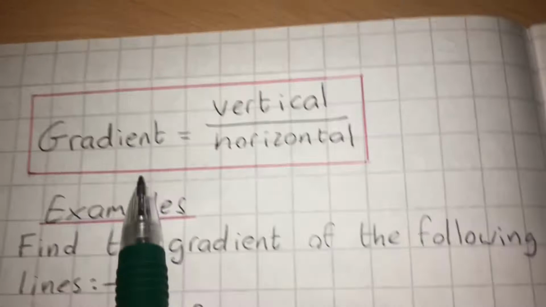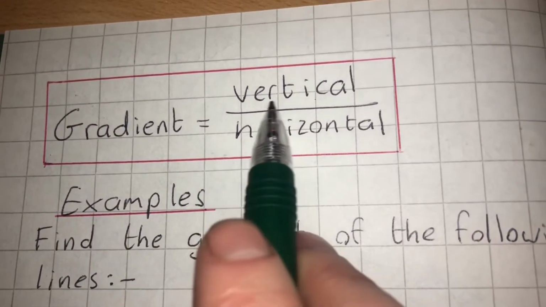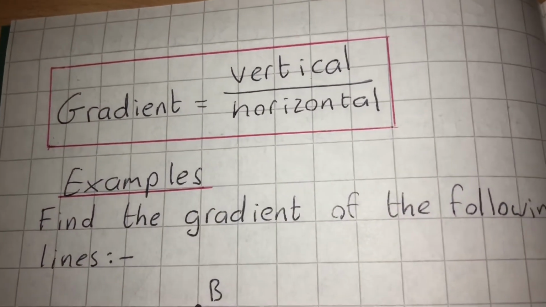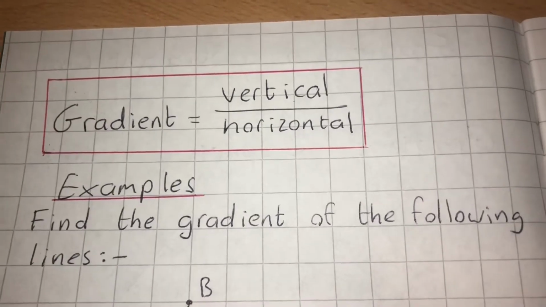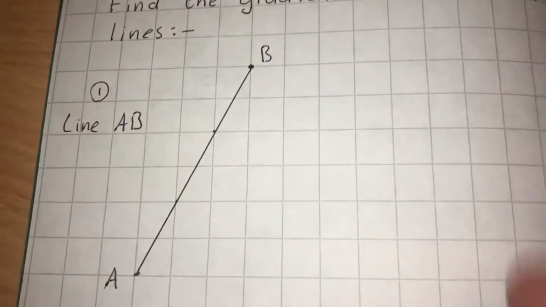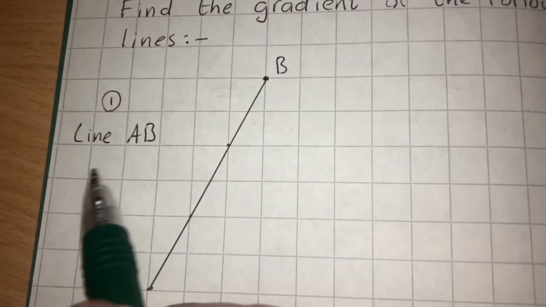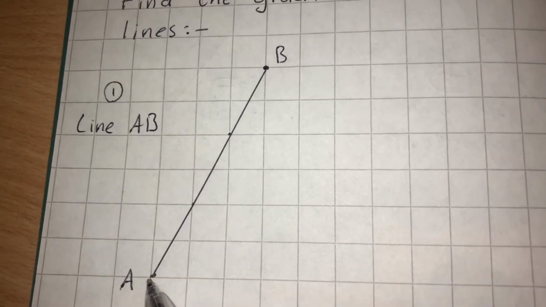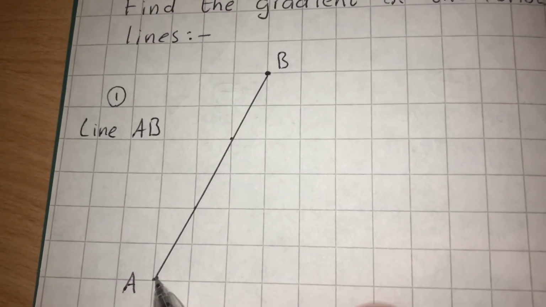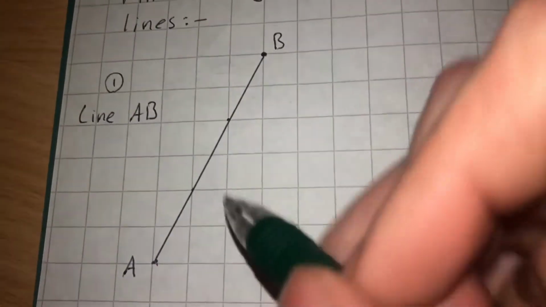Okay, the gradient of a straight line is given by what's known as the vertical distance over the horizontal distance, and that'll become clearer when I show you how to do it by picking 2 points on the line. So this is the line AB. It's called the line AB because it's connected by the points A and B, being opposite ends of the line.